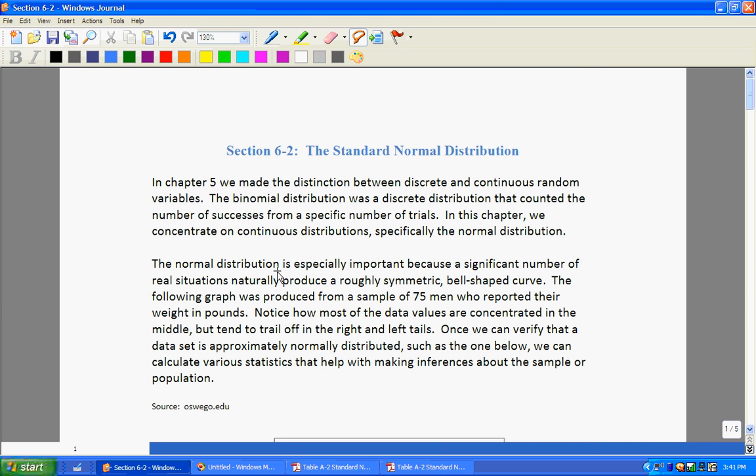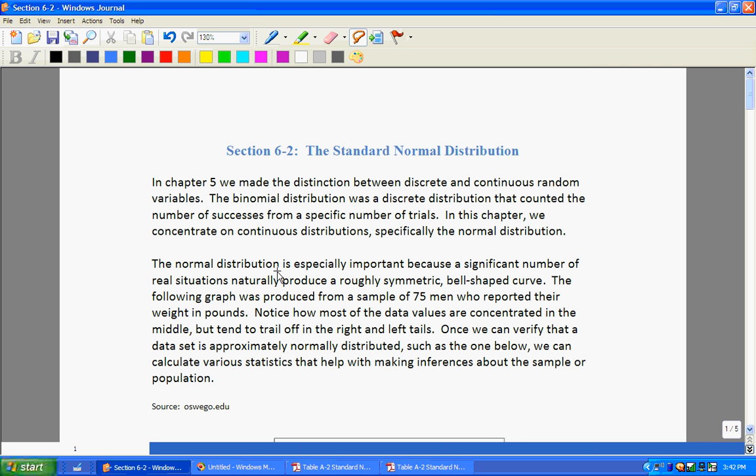Section 6.2, the standard normal distribution. In Chapter 5, we made the distinction between discrete and continuous random variables. The binomial distribution was a discrete distribution that counted the number of successes from a specific number of trials. And that distribution was discrete because we could only have whole numbers or integers, 1, 2, 5, 10 successes. In this chapter, we're going to concentrate on continuous distributions and specifically the normal distribution.